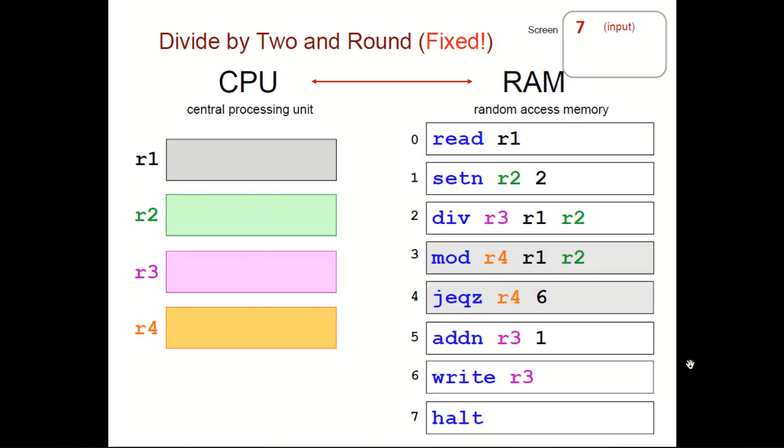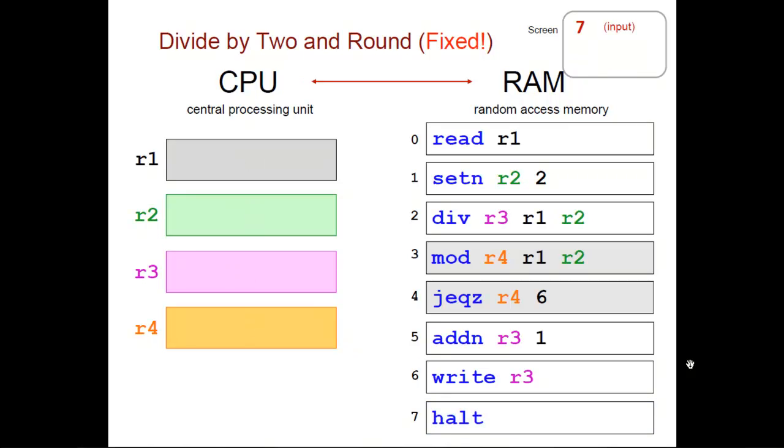If we have an odd input like 7, we read it into R1, we store 2 in R2, we do the division, which again is integer division, and this time when we do the mod, we're going to get 1 because 7 mod 2 is 1, and that gets stored in R4. And so when we come down to our JEQZ, because R4 is not equal to 0, we're not going to jump. We're still going to do line 5, which is going to round up, which is what we want here, and we're going to write the 4 and halt.